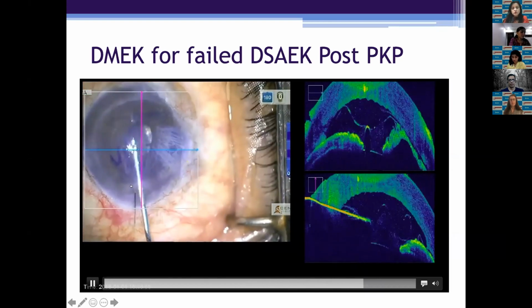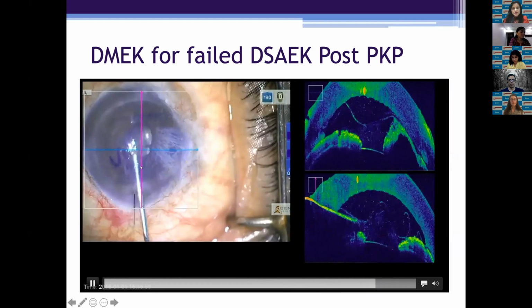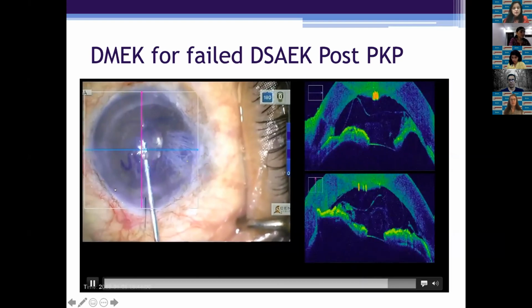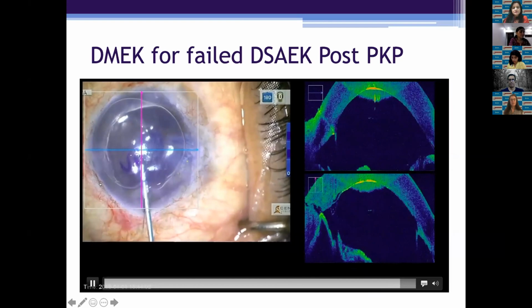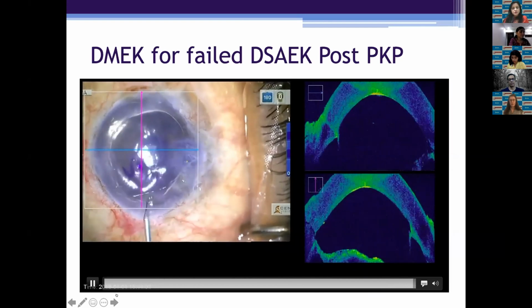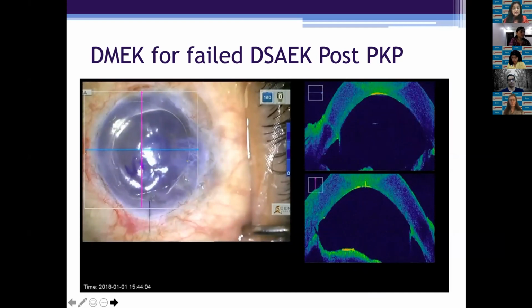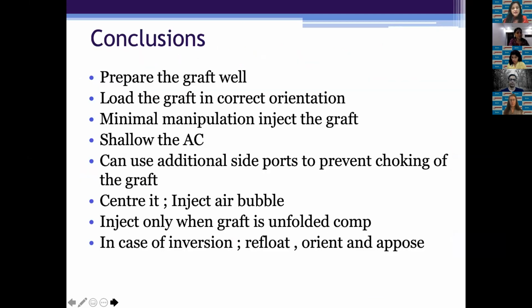And here, of course, you can see the S also. You can confirm with the IOCT also. But again, whenever the S is hazy, you can put a bolus of viscoelastic. So for that split second, it will get clear.